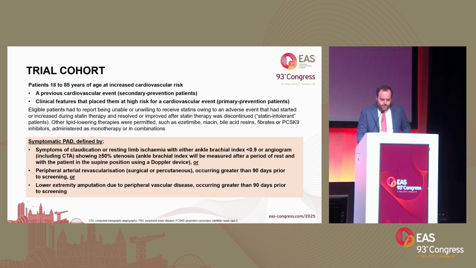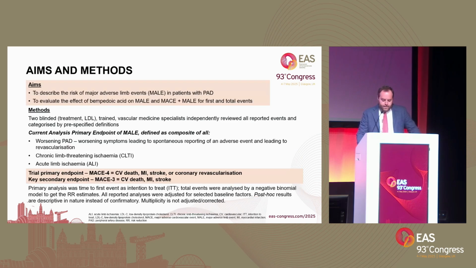So essentially, we did this analysis, and just to remind you, the trial cohort was split between two groups: the primary prevention group and the secondary prevention group. We defined PAD, including those with symptomatic claudication, with either ABI less than 0.9 as usual, or previous revascularization of the lower extremity or amputation as well. And the aim of the post hoc analysis was to assess whether bempedoic acid is able to decrease the occurrence of major adverse limb outcomes in patients with or without PAD.